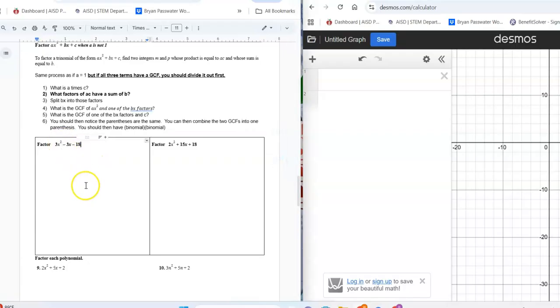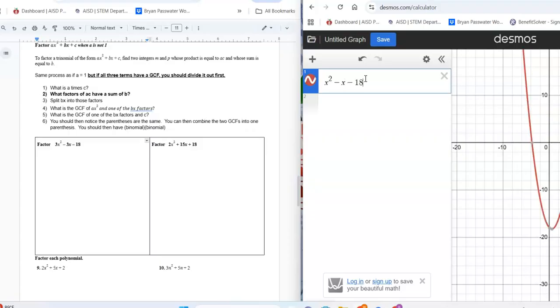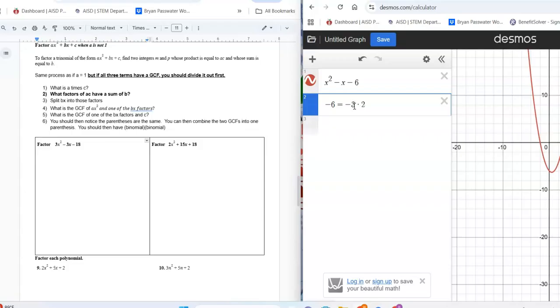Factor 3x squared minus 3x minus 18. All right, 3, 3, and 18 have a common factor. They're all divisible by 3. If you divide all of them by 3, you get x squared minus x minus 6. I'm sorry, minus 6, not 18. I divided everything by 3. And now you find the factors of -6 that add up to -1. That is -3 and 2. They multiply to -6, but if you add them together, you get -1.